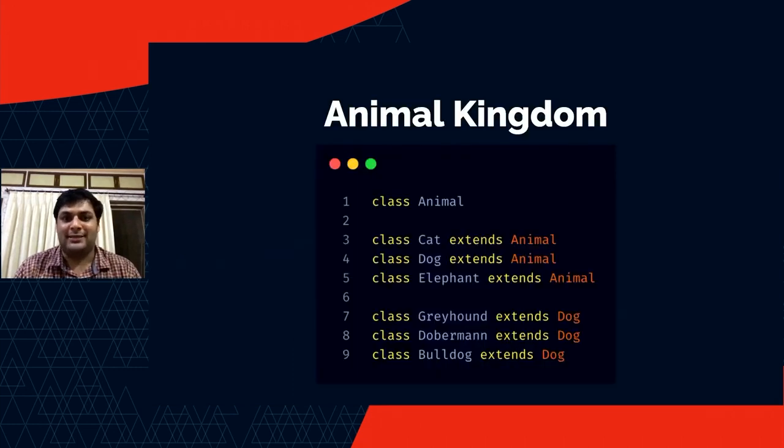Let's start with an example of an animal kingdom. So we have a class Animal, then Cat, Dog, Elephant, they all extend Animal, and we have refined Dog further with its breeds like Greyhound, Doberman, and Bulldog.